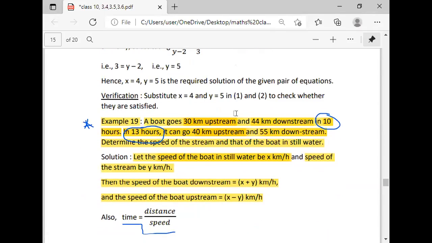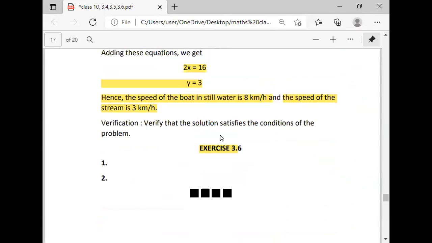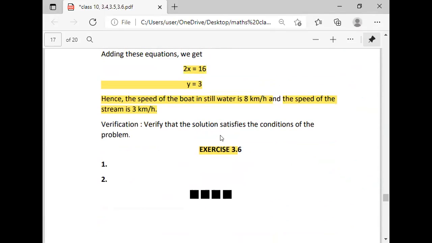And we have seen an important question, the upstream and downstream question. It is very important, and we have found the answer. And initially, during the beginning of this chapter, we saw the graphical method of representing the equations and solving them. So that's about chapter 3.